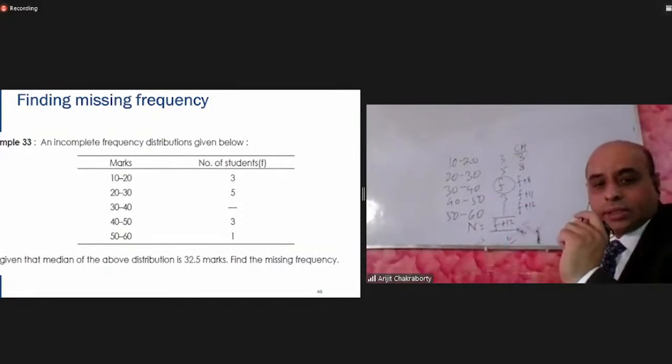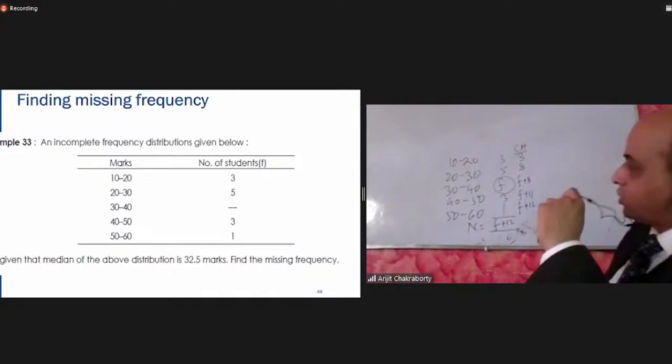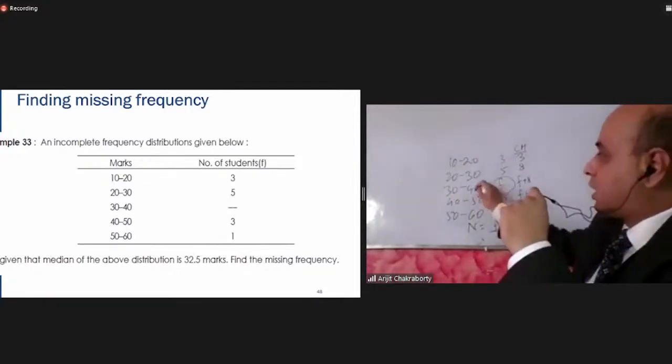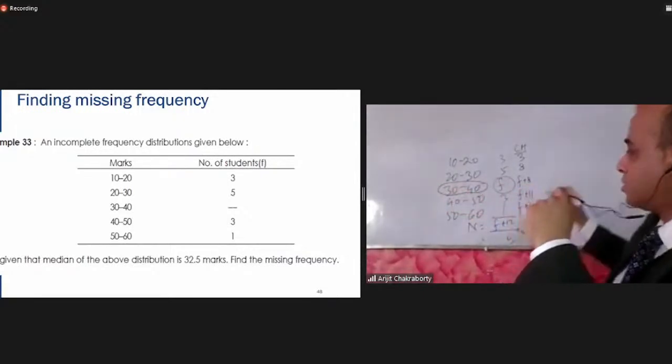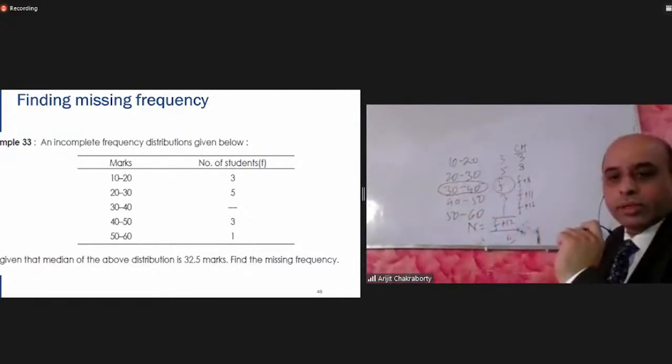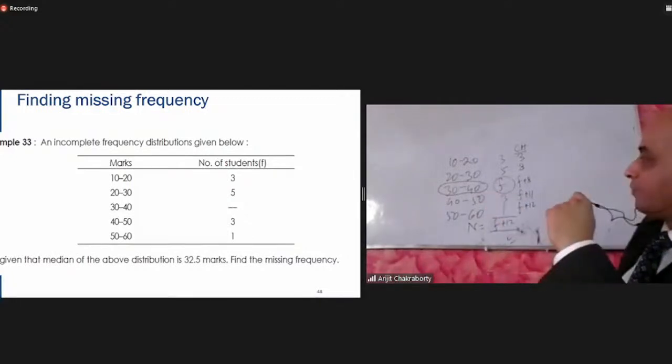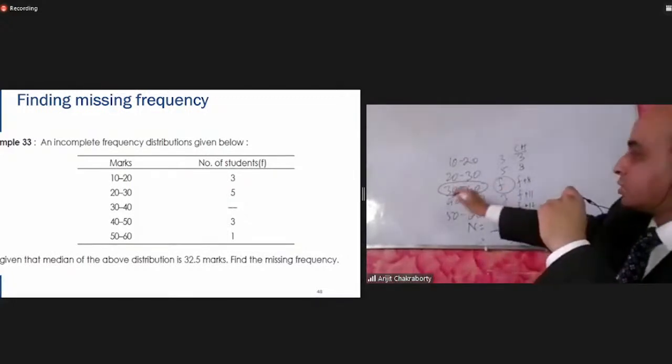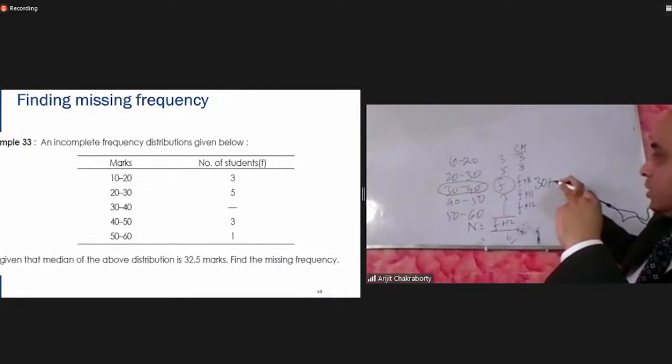It is given that the median is 32.5. So you can easily understand that if the median is 32.5, then the median class is this one. Okay, so we will take the formula. For calculating the formula, we will first take 30 here plus.